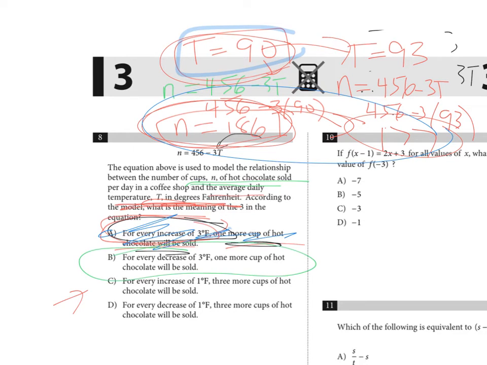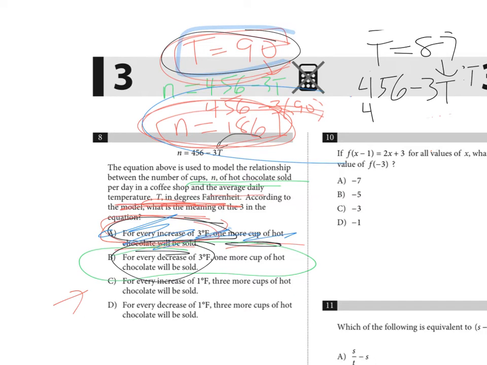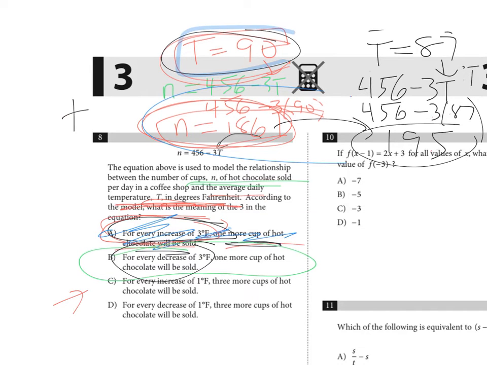Letter B, for every decrease of 3 degrees. Well, I assumed it was 90 degrees. If it's a decrease of 3, now the temperature is 87. If I go 456 minus 3 times T, or in this case 456 minus 3 times 87, now the number of cups of hot chocolate sold is 195. So it increased from 186 to 195. So it looks like it increased by 9. Well, that doesn't say that. This says for every decrease of 3, 1 more cup of hot chocolate will be sold. That's not true. I decreased the temperature by 3, and 9 more cups of hot chocolate will be sold.